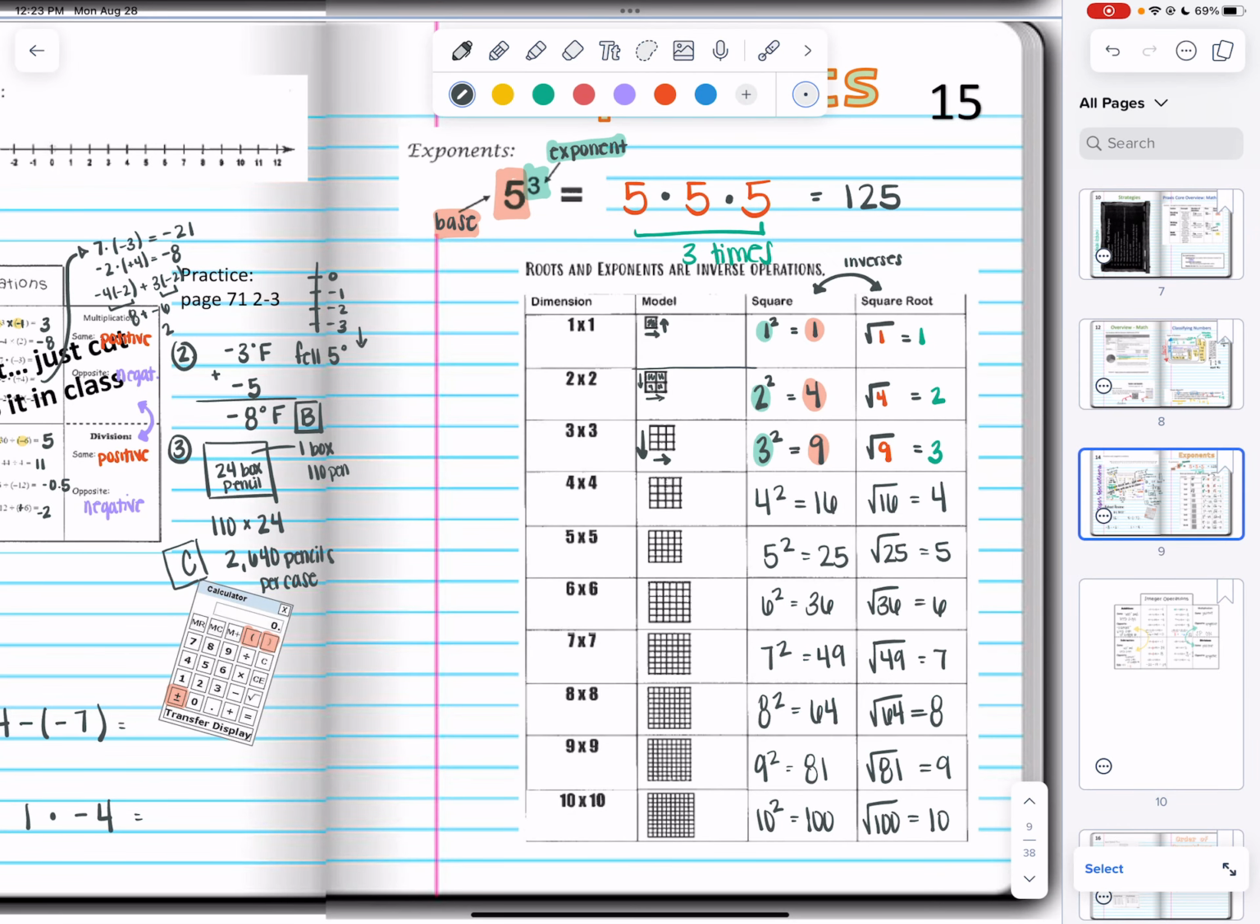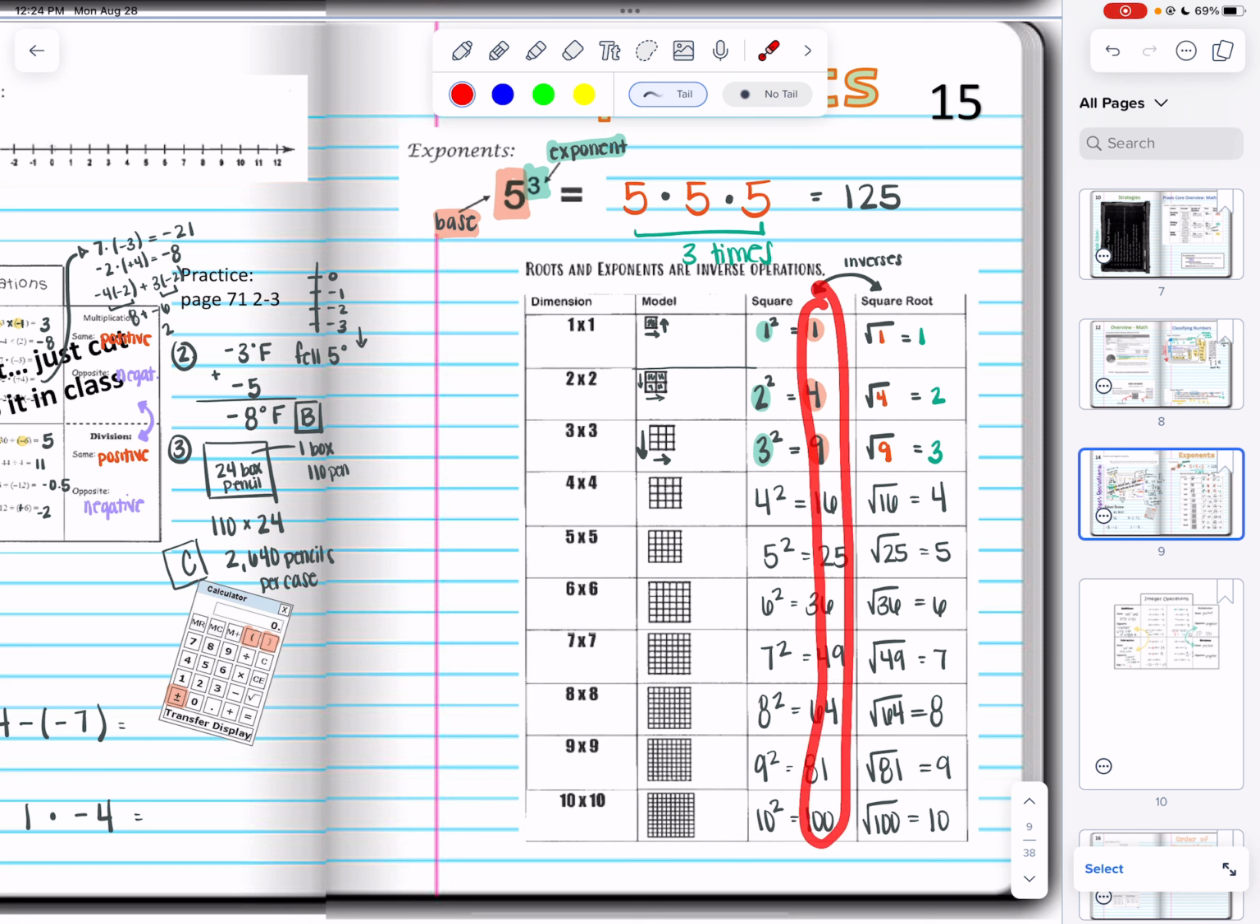All right, so get that chart checked with yours for squares and square roots. Big thing coming out of this is we have these numbers called perfect squares. Perfect squares are going to be all of these numbers that a whole number squared is equal to. So 1, 4, 9, 16, 25, 36, 49, 64, 81, 100, etc.